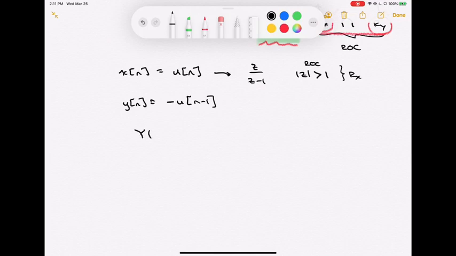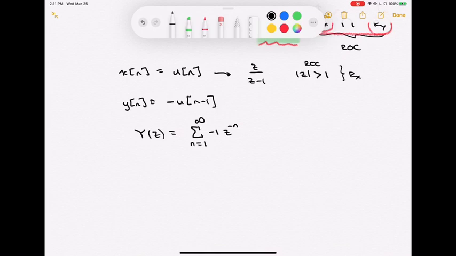by direct definition. So I know Y of z here is going to be a summation. Now this signal is non-zero only going from 1 to infinity. So the sum limits here are going to go from 1 to infinity. Over that region, the signal is -1, and then we have that z to the minus n factor out front.